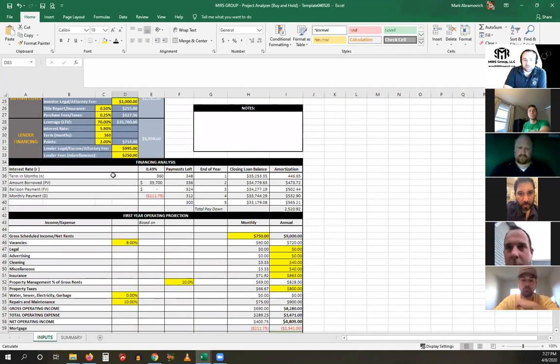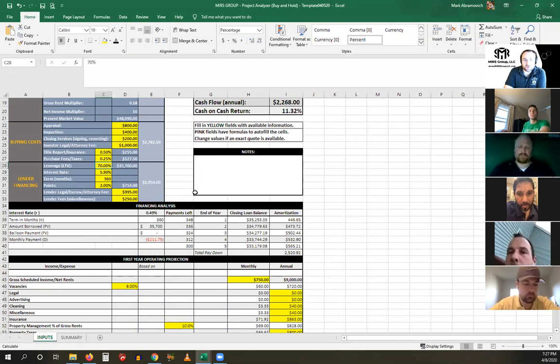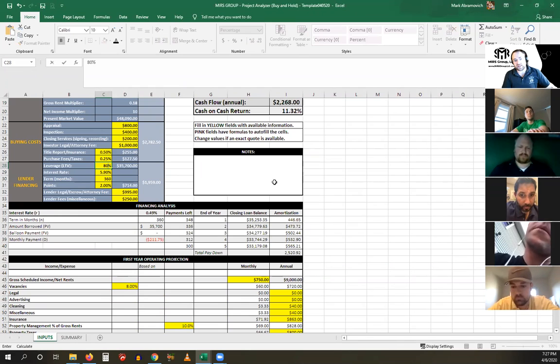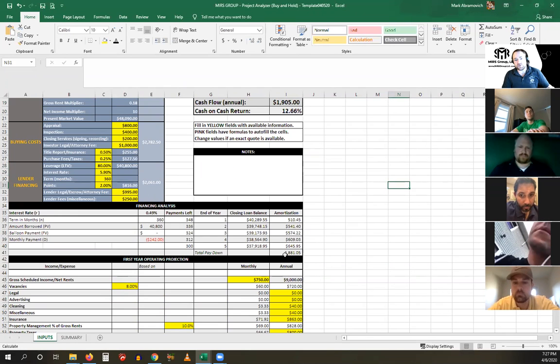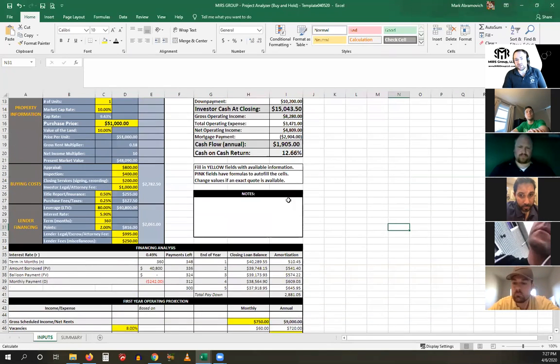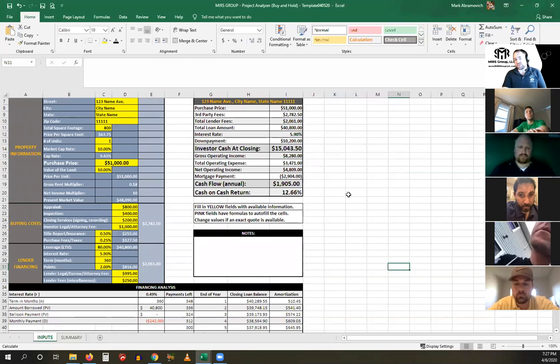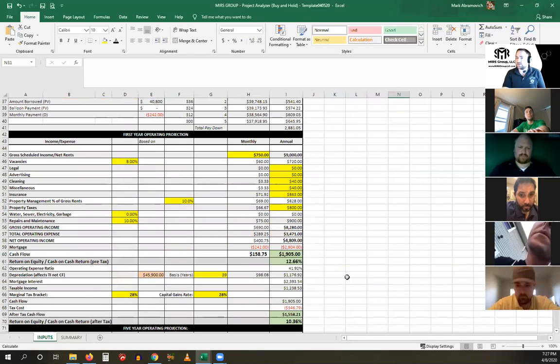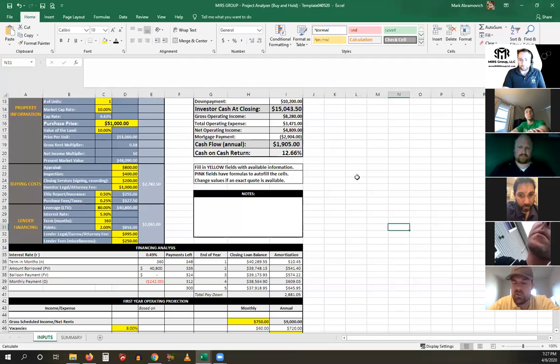We can play a little bit with the numbers. We can change this around, leverage of, let's say, typical bank financing will go up to, used to go up to about 80%, right? So you can see how that adjusts the numbers, and cash on cash jumped up to 12.6% from 11 and change. Mark, would you mind if I jumped in real quick and just?